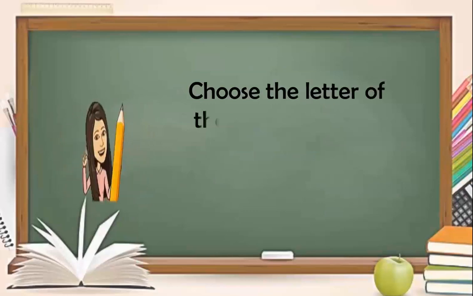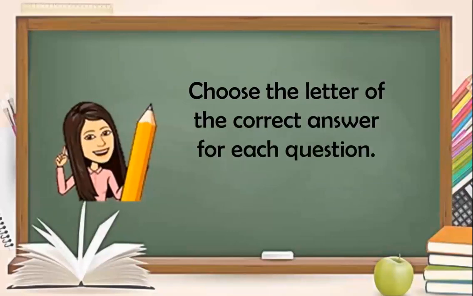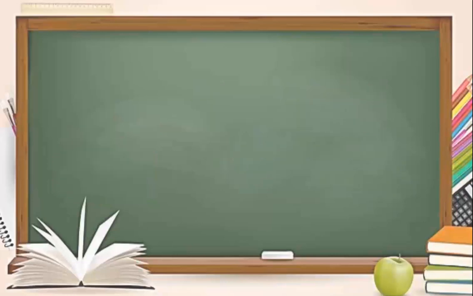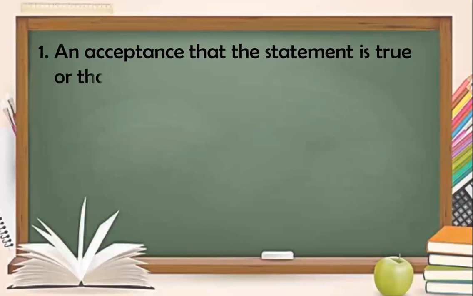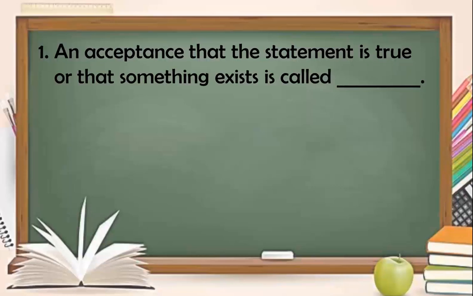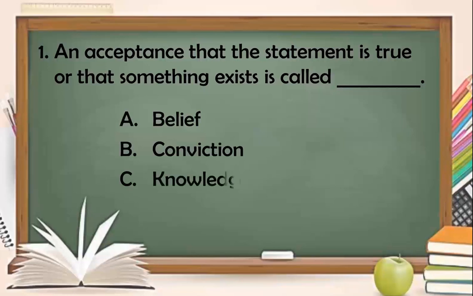Let us then start by checking on what you already know about our topic. All you have to do is to choose the letter of the correct answer for each question, and you may write your answers in your notebook. Let's begin. Number 1. An acceptance that the statement is true or that something exists is called: A. Belief, B. Conviction, C. Knowledge, D. Opinion. The answer is letter A. Very good.